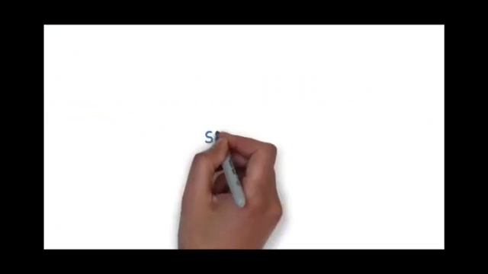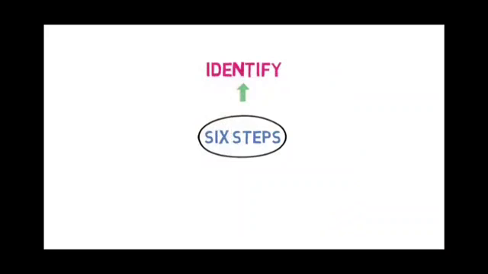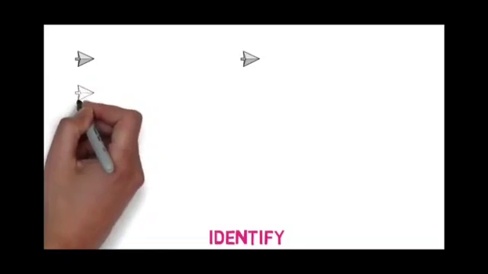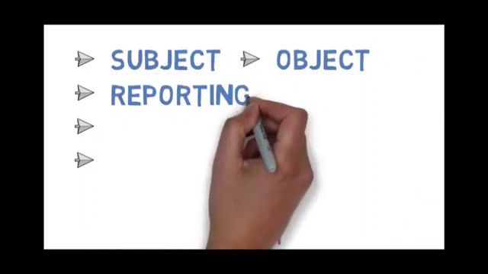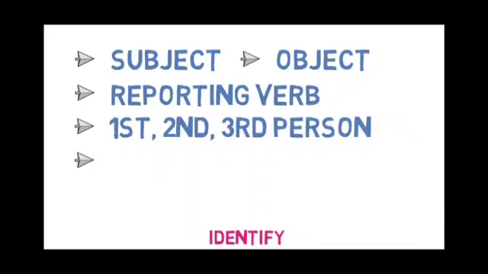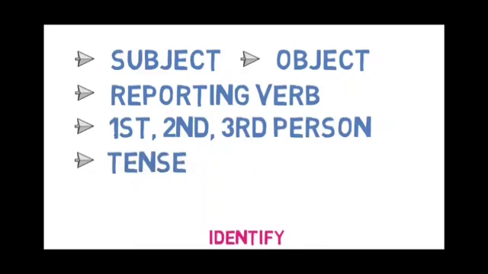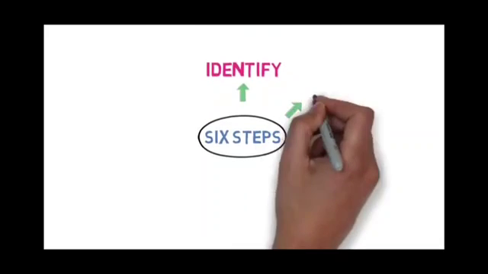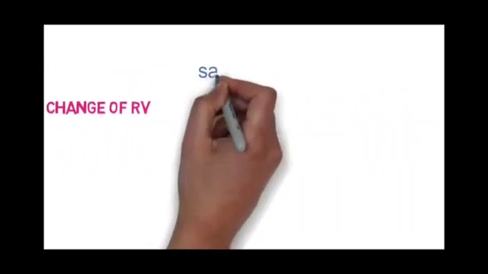Now, steps to convert a direct speech to indirect speech. How we are changing it. For this we have 6 steps. Now identify it. In it we are changing subject, object, reporting verb, first person, second person and third person, and then we are changing tenses. Means subject, object, and all these things are converted while we are talking about indirect narration, means change of verb and change of all other things also, subject, object and all other things.